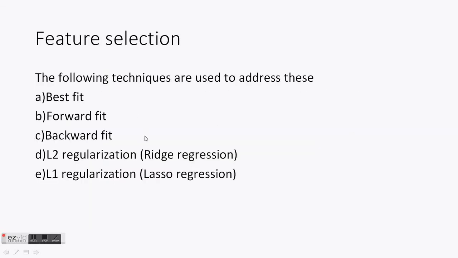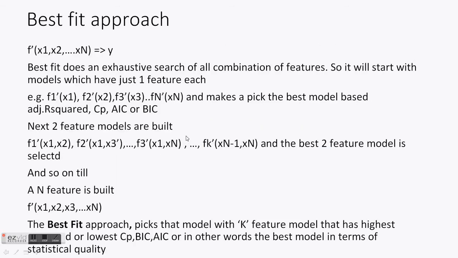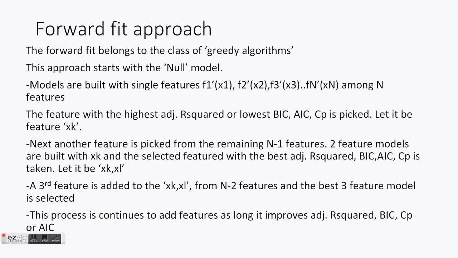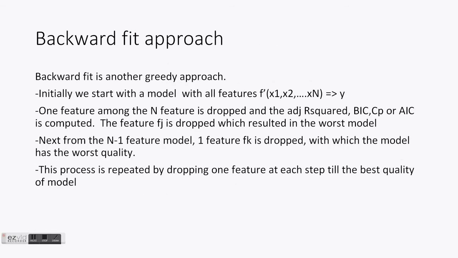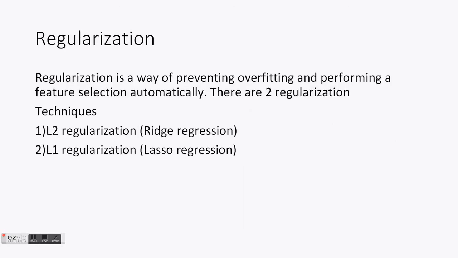Other techniques are best fit, forward fit, and backward fit. Best fit does an exhaustive search of all possible combinations of features, and you can run into a combinatorial explosion, but you'll get the best and perfect model. Forward fit keeps adding one feature at every step, picking the model which has the best statistical measure. Backward fit starts with all the n features and keeps dropping one feature at a time at each step till it comes to the best model.